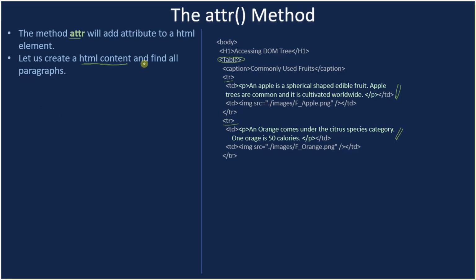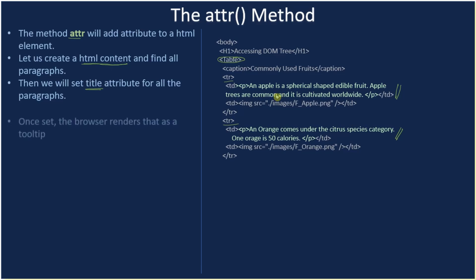Right, so let's create HTML content and find all paragraphs, which means finding them using the jQuery selection techniques. Then we will set the title attribute for all the paragraphs. Title is an HTML attribute. Once you place the title attribute, when you hover the mouse over the paragraph, it will display the title as a tooltip. Once set, the browser renders that as a tooltip.